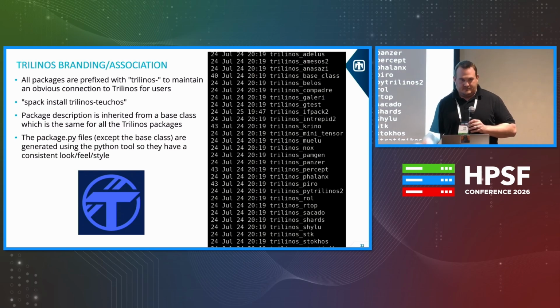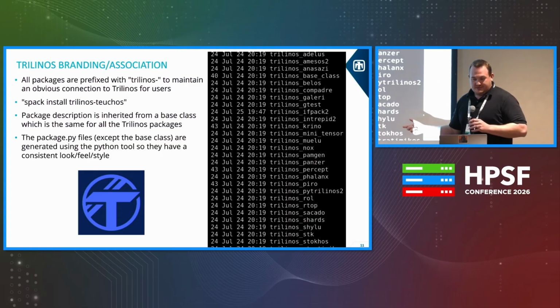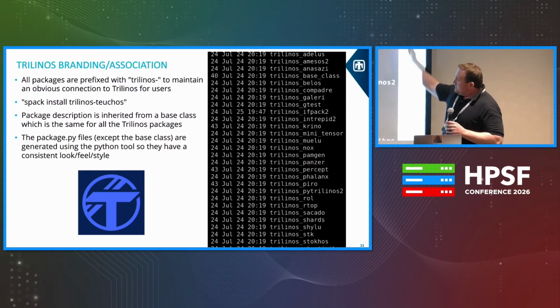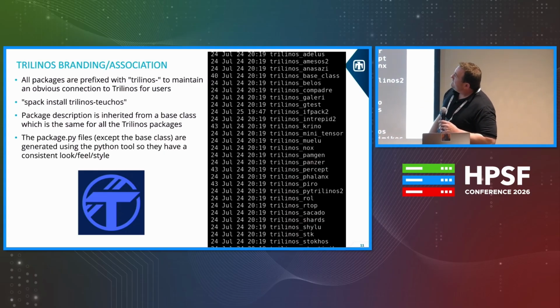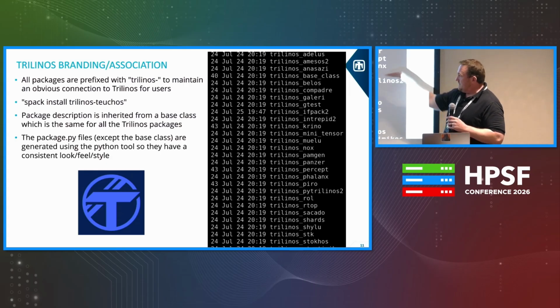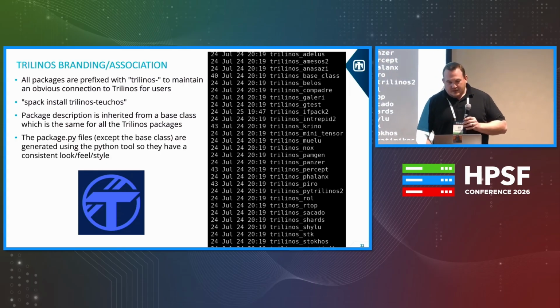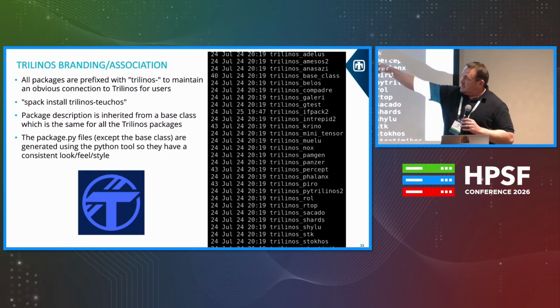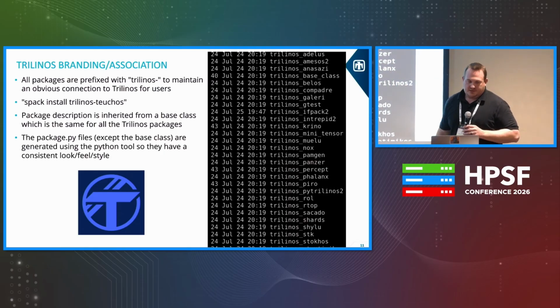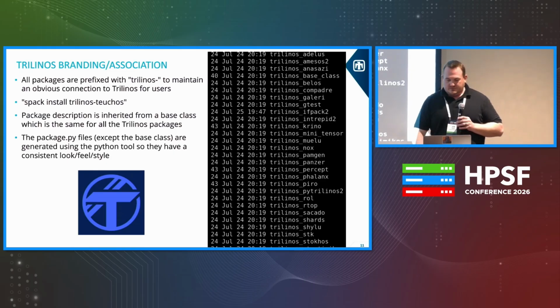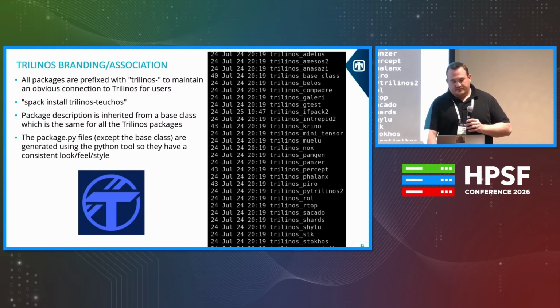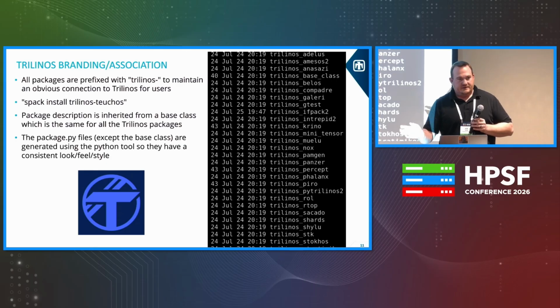All packages in Spack have been prefixed with Trilinos to maintain that idea. So this is what the actual directories look like: Trilinos underscore package name. When you're using Spack, this translates to spack install trilinos-package-name. There's a lot of information inherited from the base class, including the description and some of these global options. All of the other packages, except for the base class, are generated with this Python tool using that XML dependency information.